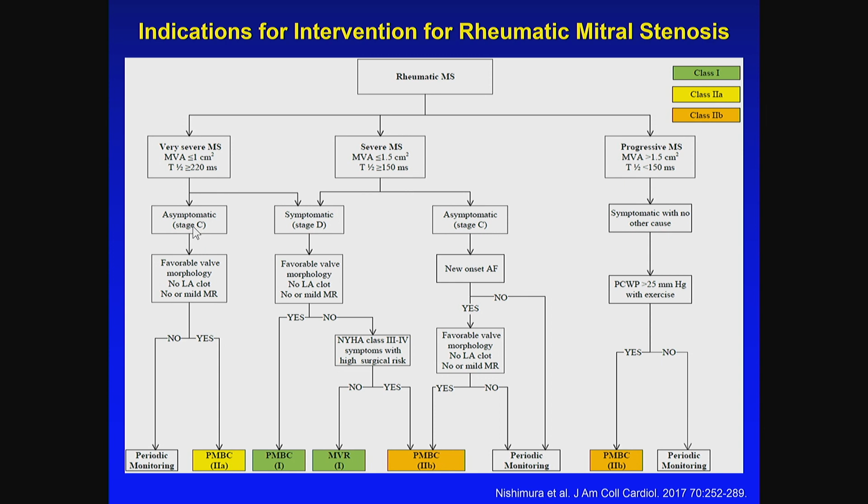In patients who have very severe stenosis, they should consider undergoing commissurotomy even if they are asymptomatic, provided that leaflet morphology will allow it. And then in patients with progressive mitral stenosis with valve areas that are not severely reduced, if there are symptoms and a rise in wedge pressure with exercise, there's a Class 2B recommendation for considering commissurotomy. For all other patients, periodic monitoring with echocardiography, clinical examination, and ECG to identify atrial fibrillation is warranted.